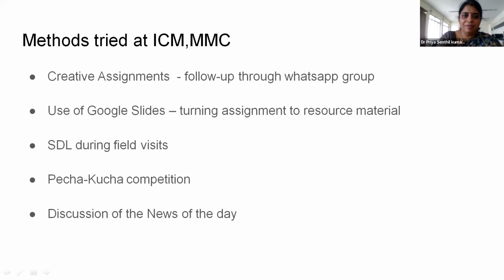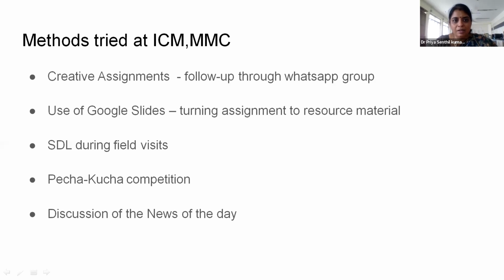Okay. Now having talked so much, what are we doing in the Institute of Community Medicine at Madras Medical College? Many of our assistant professors and professors are doing it in their classes. As I said, self-directed learning, the terminology is kind of new, but all of us have been doing this for many years in our own ways, right?